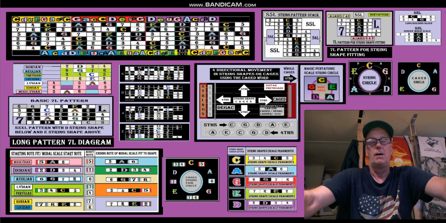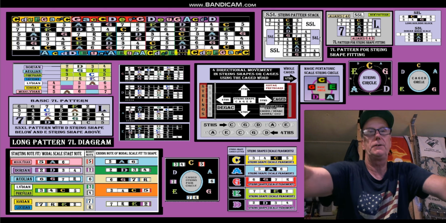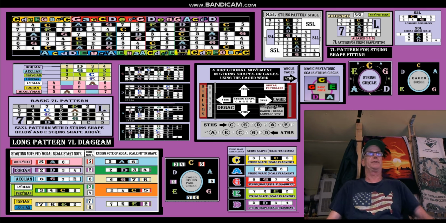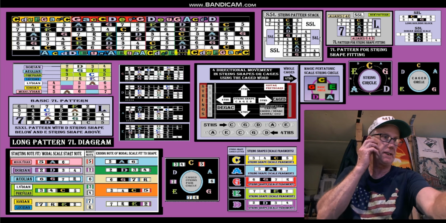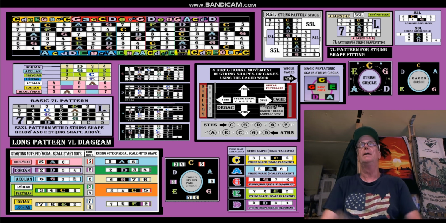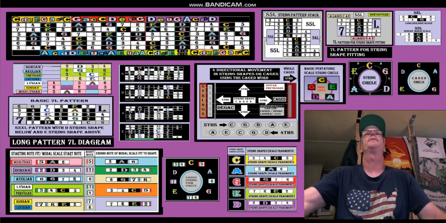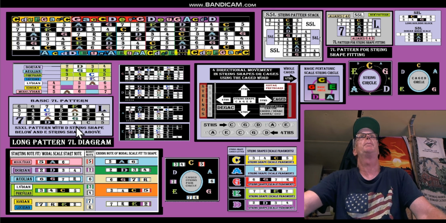Okay, we're on. We were having a little technical difficulty, but I'm sure it's just one of the background programs taking all our time or something. But we got it going. So, where I was explaining the long pattern, where it came from.